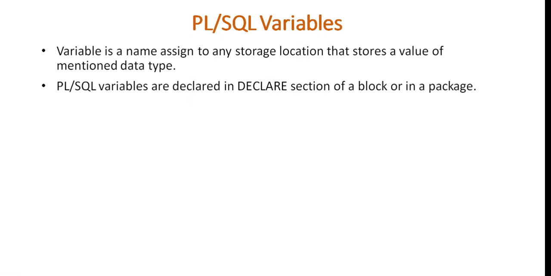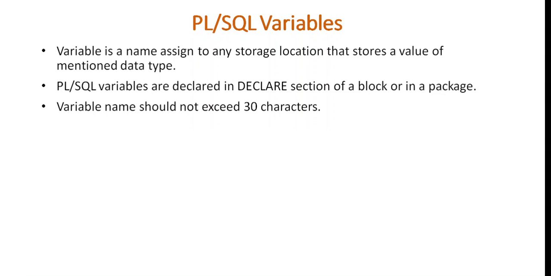Okay, so the PLSQL variables are declared in the declare section of a block or in a package. We already studied the structure of a PLSQL block. In that block structure, we have the declare section, begin section, and exception section. In the declare section, we declare all the PLSQL variables when we want to use them in code, or these variables can be declared in a package also. A package is nothing but a built-in package that provides certain functionalities in a PLSQL program.